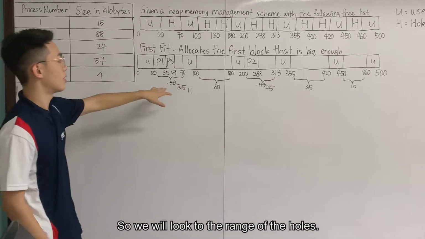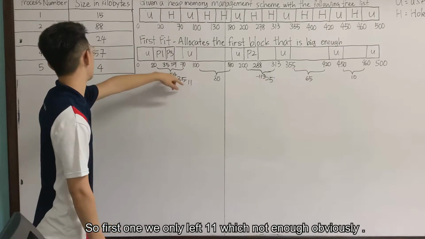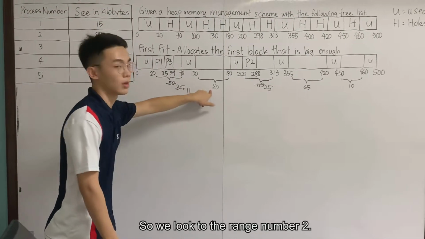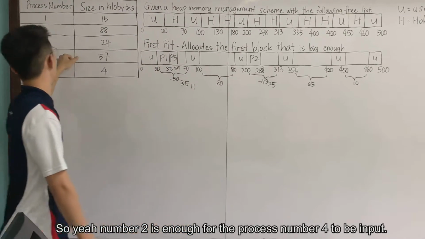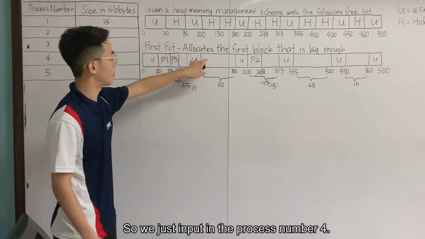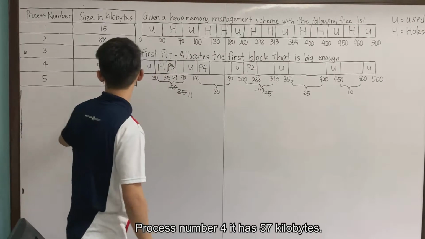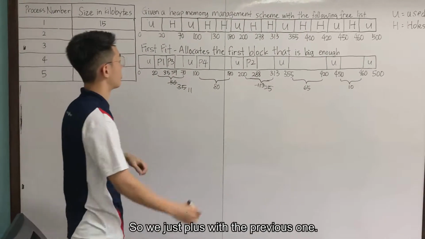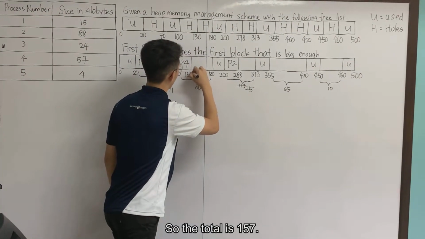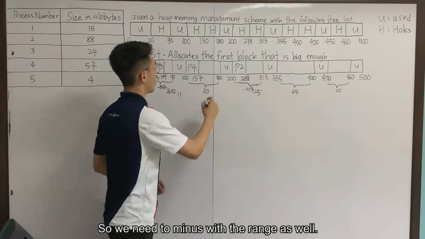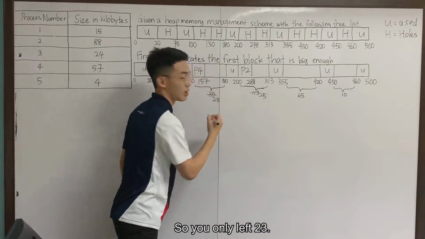So we will look to the range of the holes. So the first one, we only have 11 left. It's not enough, obviously. So we will look to range number 2. Number 2 is enough for process number 4 to be input. So we will just input process number 4, which has 57 kilobytes. So we will just pass with the previous one. So the total is 157. So we need to minus with the range as well. So we only have 23 left.